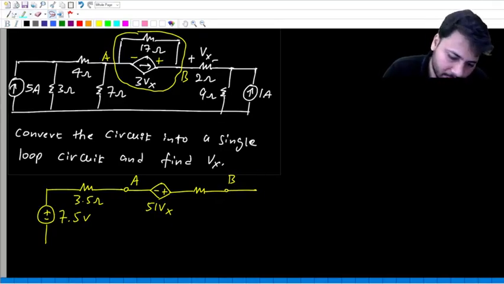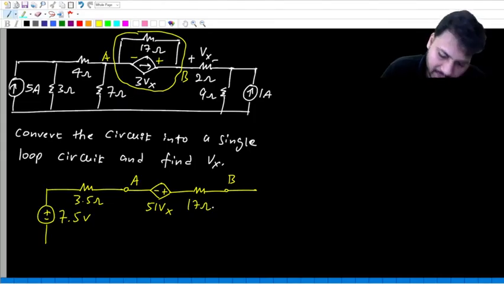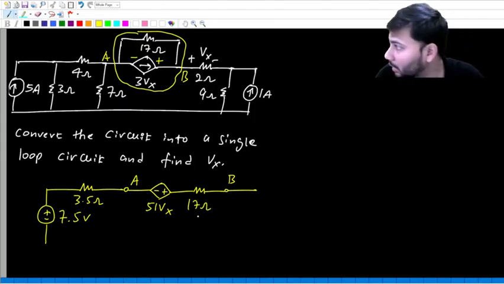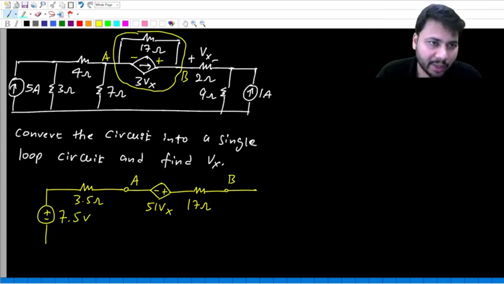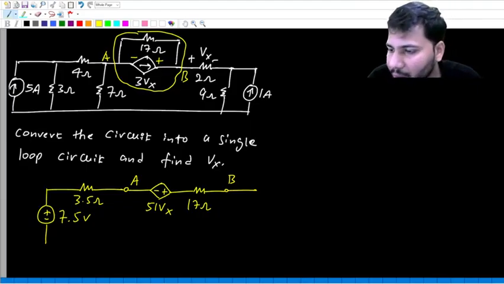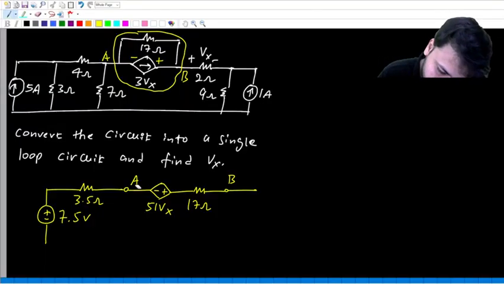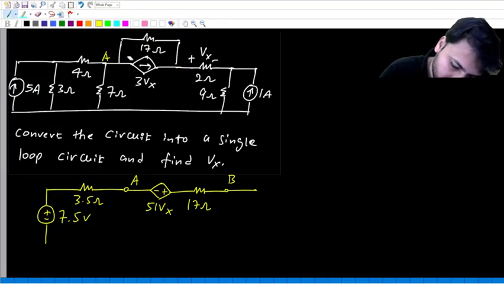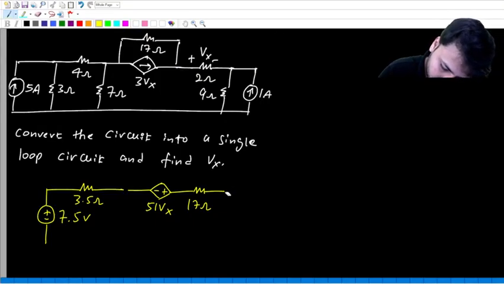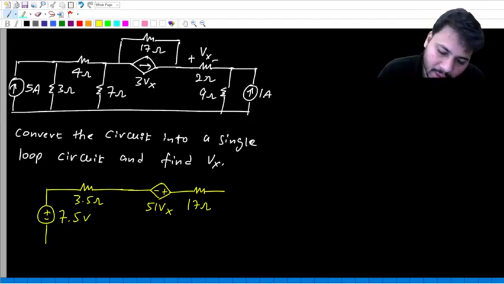Now the 17 ohm resistor will be in series. Also the voltage source and the 17 ohm resistor both are connected between the same two points A and B. Originally both were in parallel between A and B. Now both are in series between A and B. So in this way we can also do source transformation even for dependent sources. So I'll just remove this. So far so good.